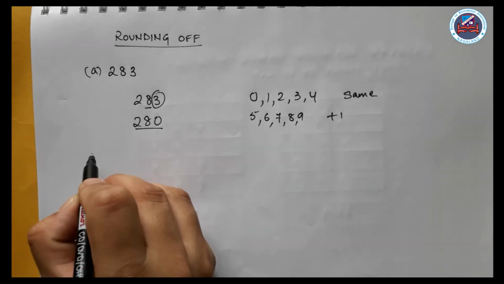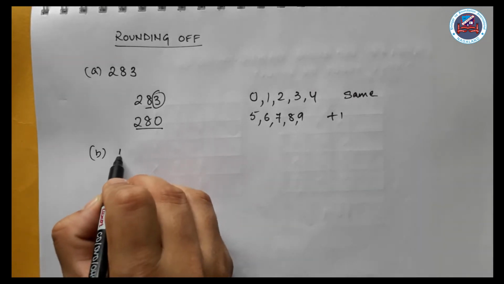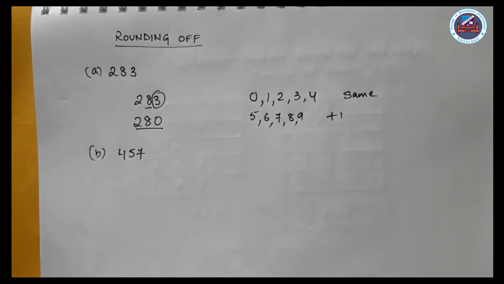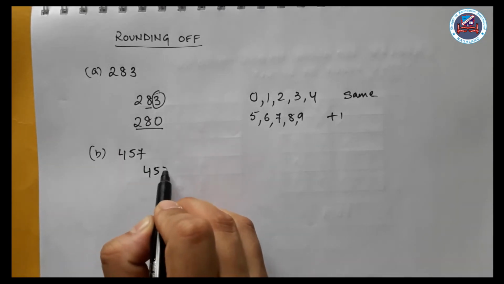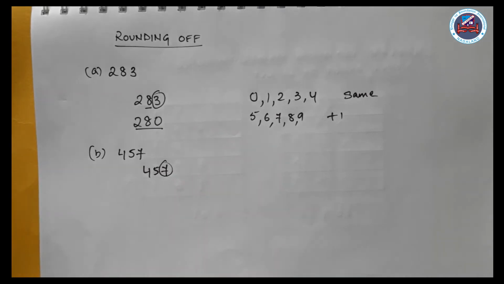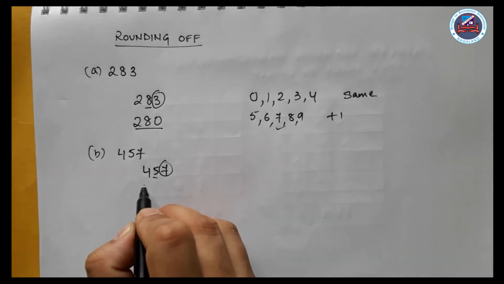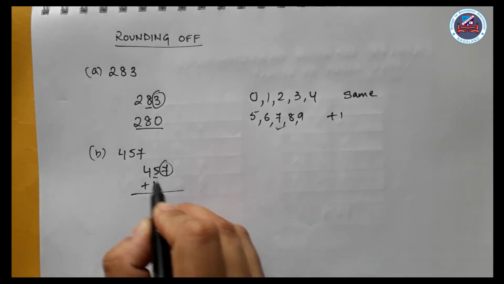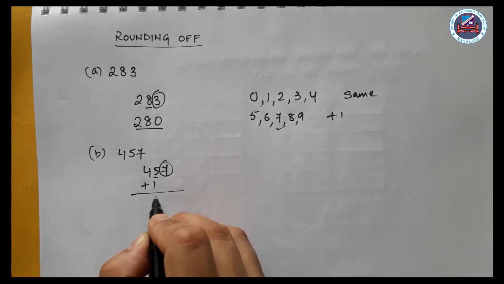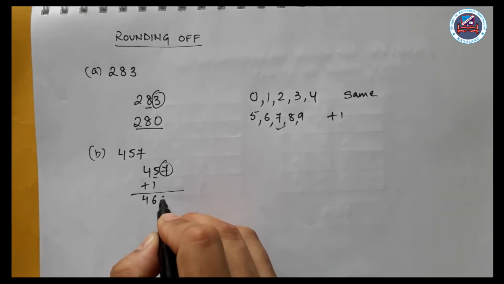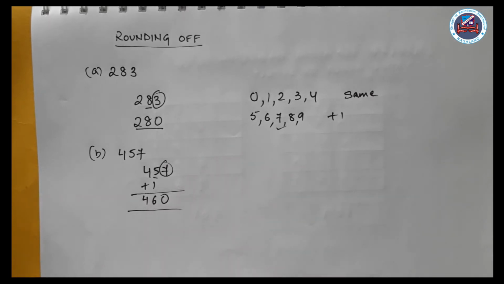Let's take another example. I will take the number 457. Now 457, 7 is in the units place and 5 is in the tens place. So we have to round this number to the nearest tens. Similarly, now this number is 7. That means we have to plus 1. Plus 1 you have to add to the tens place. So 5 plus 1 is 6, 4 and this 7 will be 0. So the answer you get after rounding off is 460.